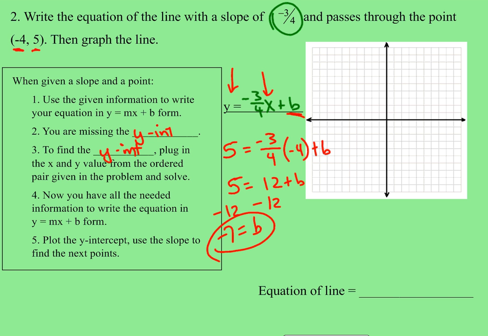So now I've got what I need to write it in slope-intercept form. So my y-intercept is going to be -7. Slope of -3/4, that means I'm going down 3 over 4. Be very careful with this. So there's my line right there. So my equation is going to be y equals -3/4 x plus 7.